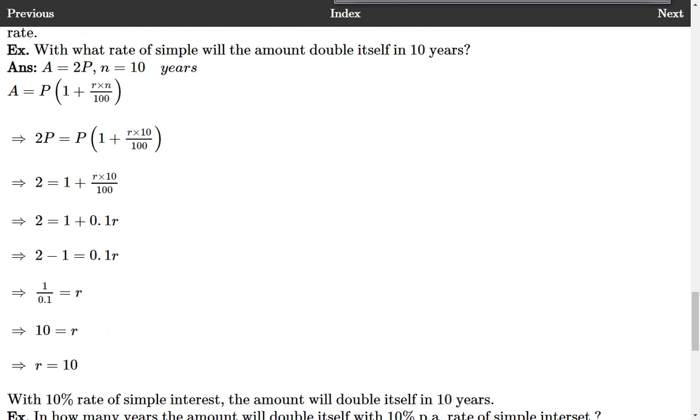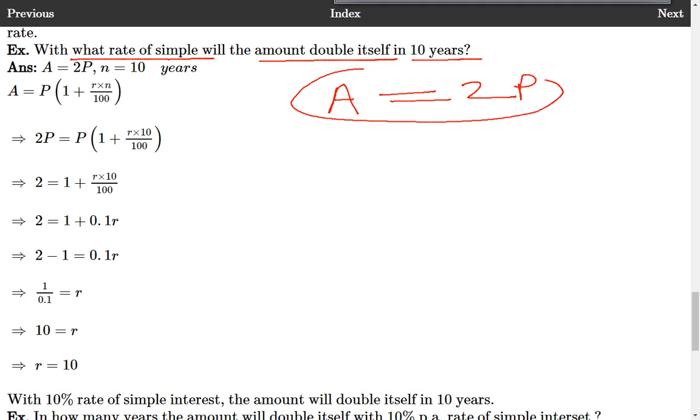In this example, the question is, with what rate of simple interest will the amount double itself in 10 years? The main thing that you have to understand in this example is that A is equal to 2P. That is what is given. So A is equal to 2P is what we have to use in the formula.